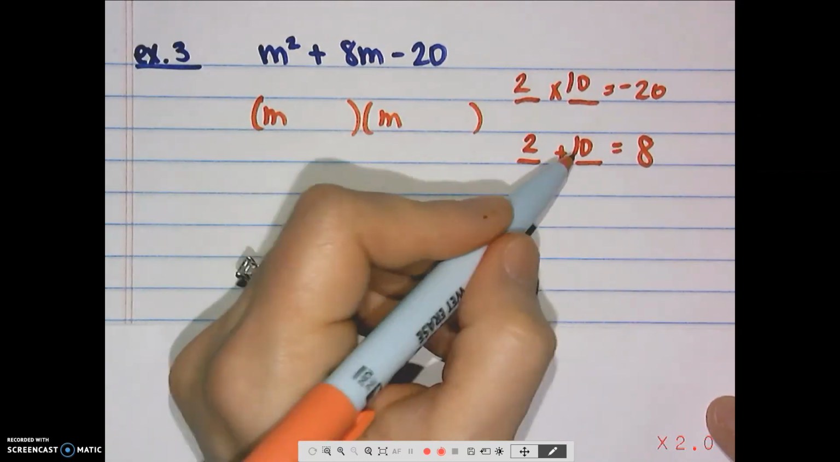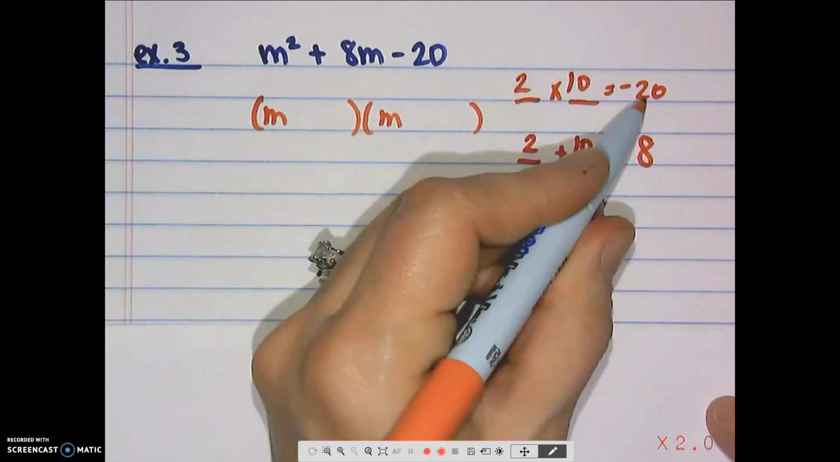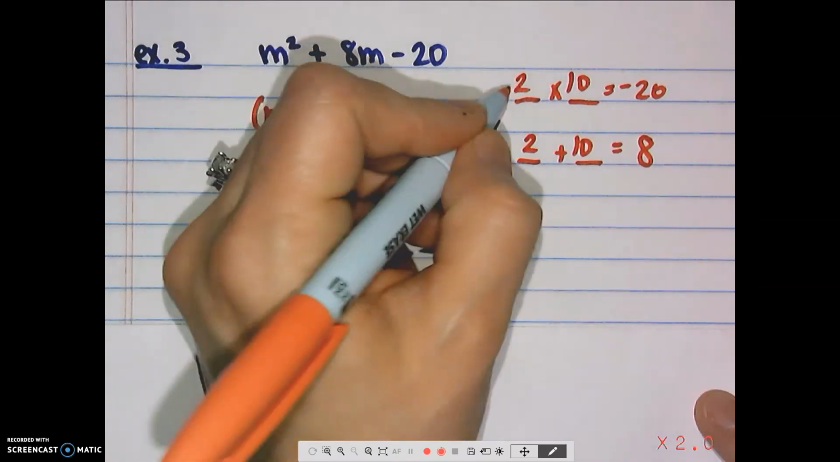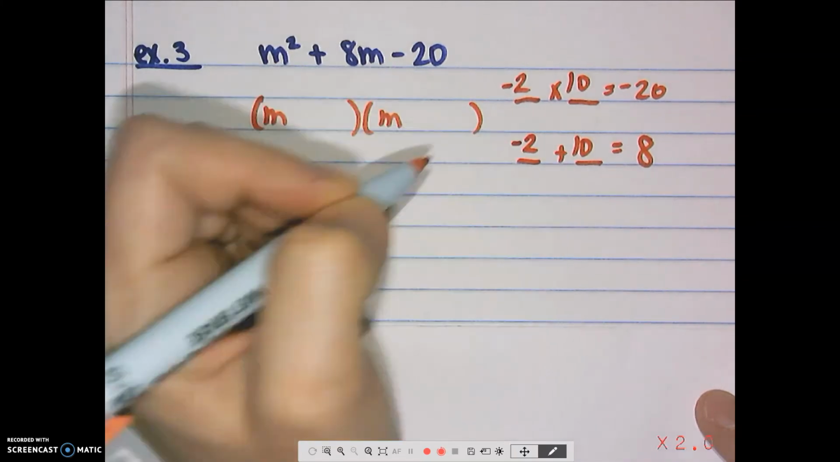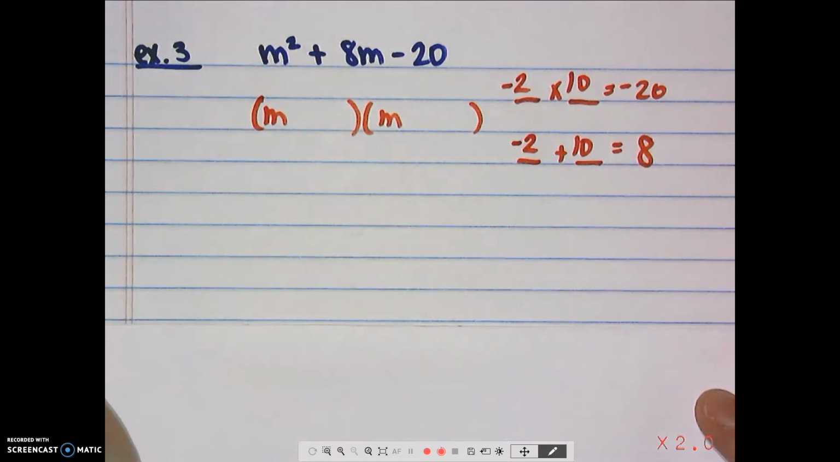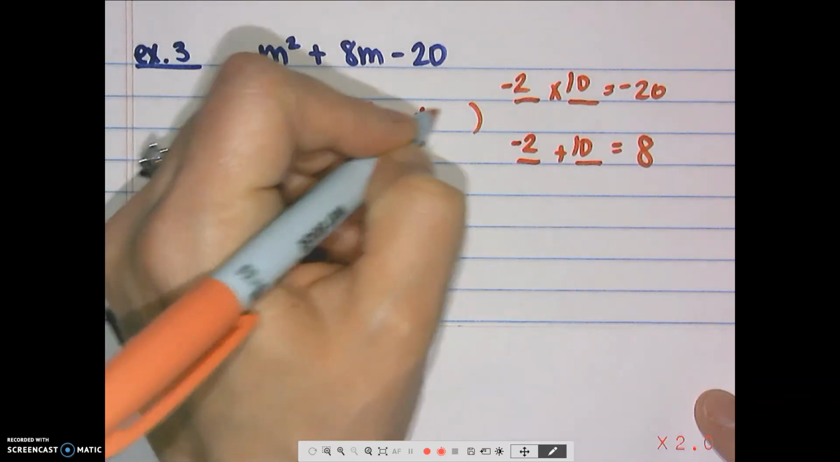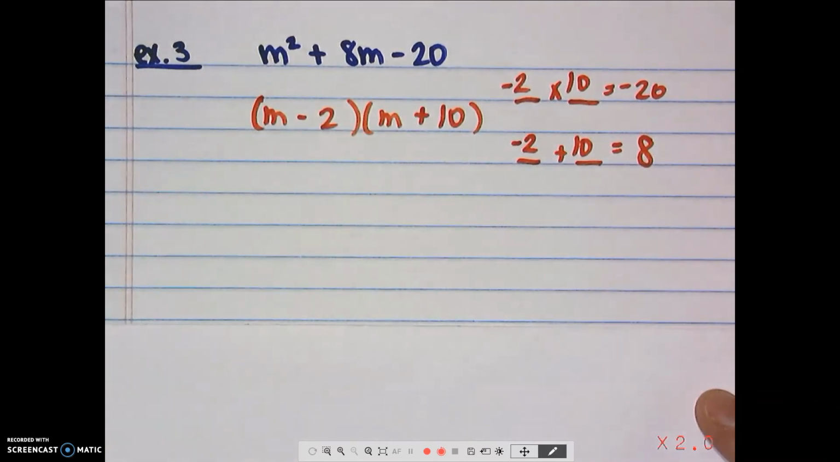Okay, but 2 plus 10 is an 8, and 2 times 10 isn't negative 20. So one of those numbers needs to be negative. So negative 2 times 10 is negative 20, and negative 2 plus 10 is a positive 8. So we would need a negative 2 and a positive 10. And then you don't even have to show your work for checking, but you should be checking.